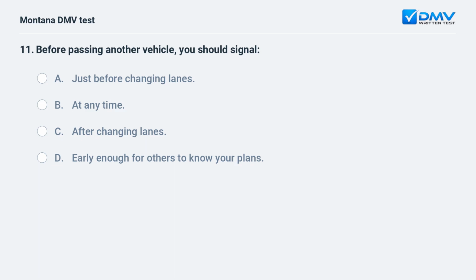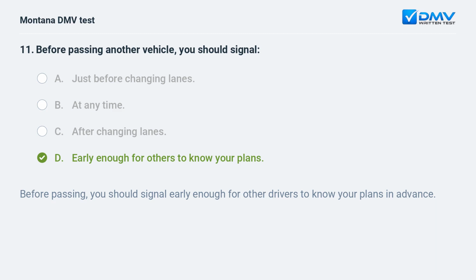Before passing another vehicle, you should signal A. Just before changing lanes. B. At any time. C. After changing lanes. D. Early enough for others to know your plans. Before passing, you should signal early enough for other drivers to know your plans in advance.